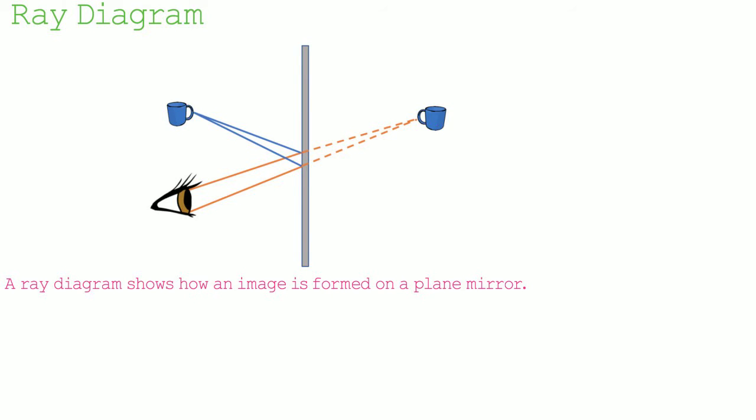A ray diagram shows how an image is formed on a plane mirror. So here we have an individual's eye and an object, and the object that we are using is a cup. The cup is reflecting light, and some of these light rays bounce off the mirror and into our individual's eye. We have incident rays which are going from the cup to the mirror, and then we have reflected rays which go from the mirror to the individual's eye. We call what an individual sees an image, and it will appear that the image is behind the mirror.